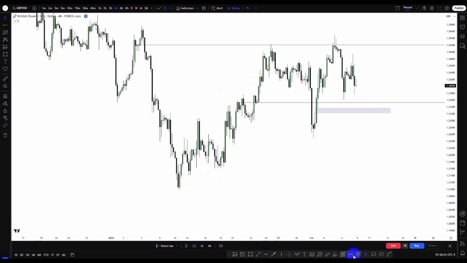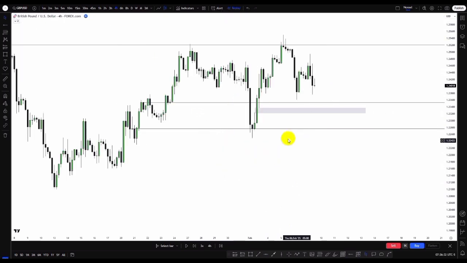And then price returned to this 4-hour bullish order block. I called our attention to that. So this was a 4-hour bullish order block, and then we had this bullish impulse to the upside.